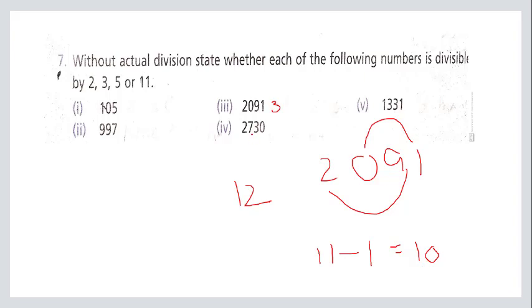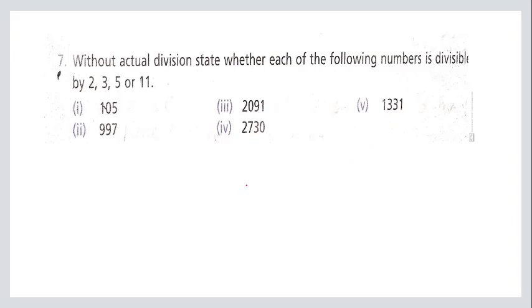Now coming to part 4. Part 4 is 2730. Now the unit digit is 0, so this is divisible by 2. And then let's check for 3. For 3, we will add all the digits. 2 plus 7 is 9, 9 plus 3 is 12, 12 plus 0 is 12. So this 12 is divisible by 3, therefore 2730 is also divisible by 3. Now for 5, the end digit should be 0 or 5, but here it is 0. Therefore 2730 is also divisible by 5.